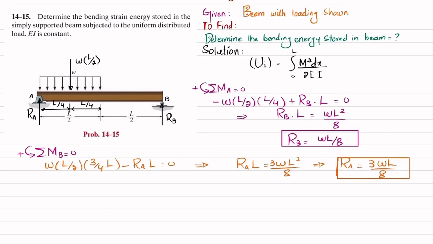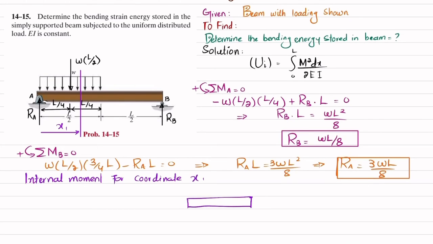Now what we will do is find the internal moment. So for that I will cut the beam over any length within L by 2, and we will take this distance as x1, and we will draw the free body diagram. So I will write internal moments for coordinate x1. Let this be the beam. Here you have RA, which is upward, and this RA is 3WL by 8.